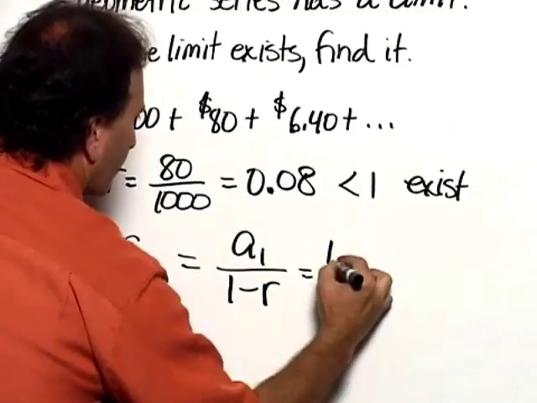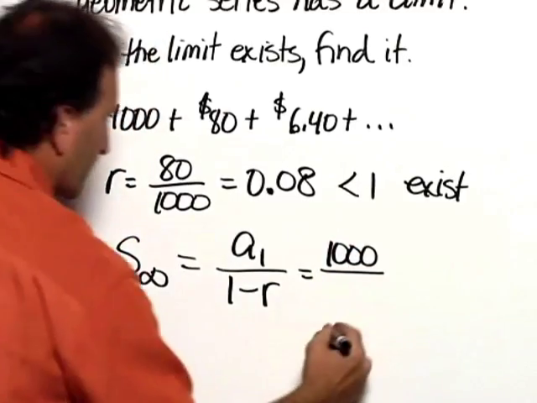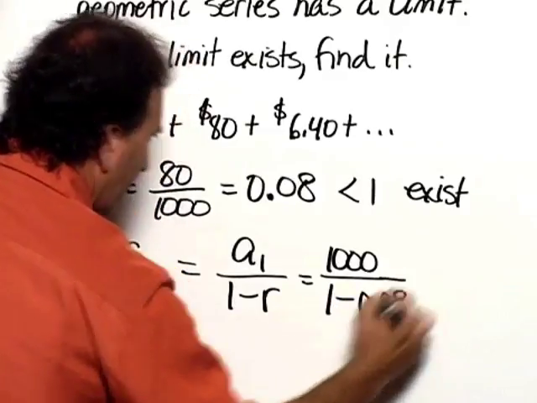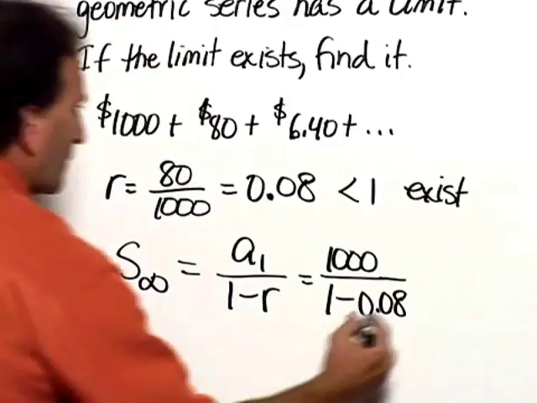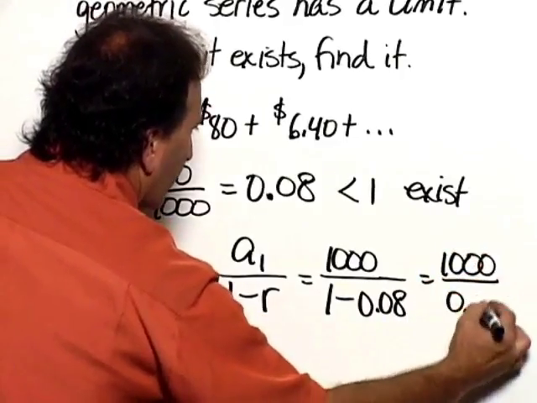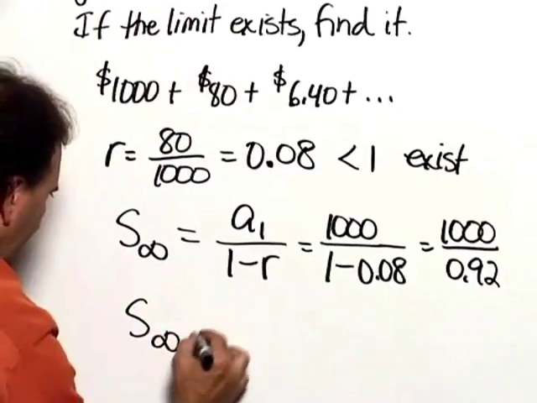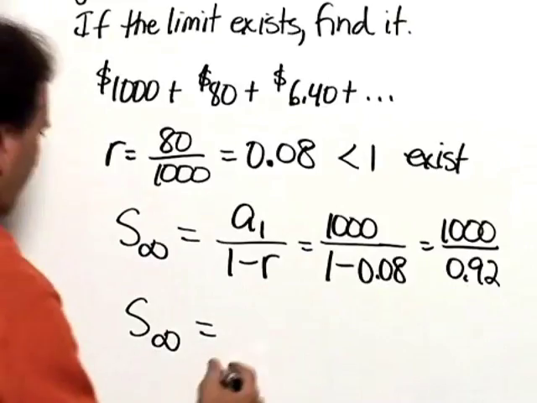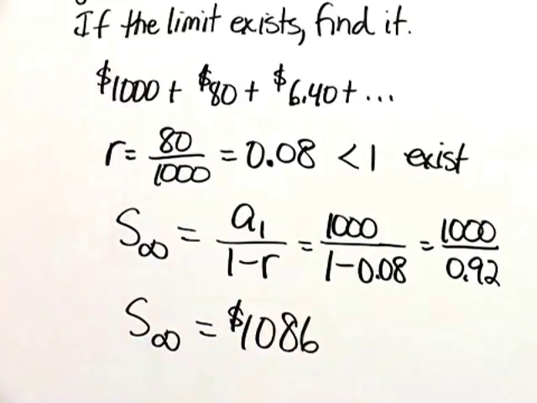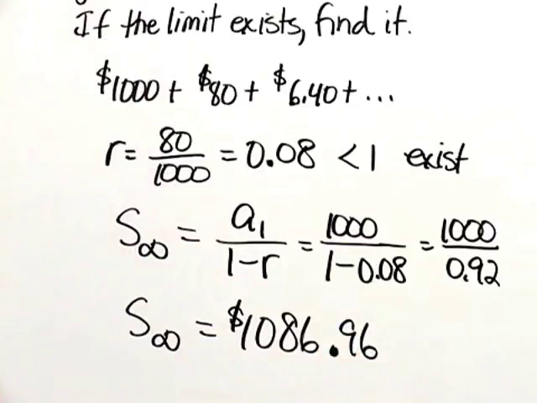Now, a sub 1 for our purposes is 1,000. r is 0.08, so that's 1 minus 0.08. That would be equal to 1,000 divided by 0.92. And when you perform that division using a calculator, if you want, you would find that it adds up to $1,086.96. So that would be the limit.